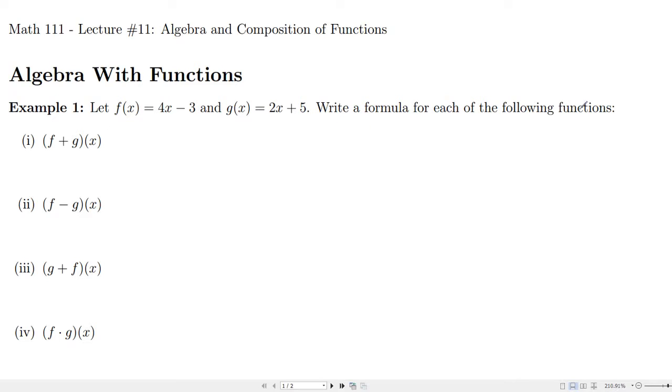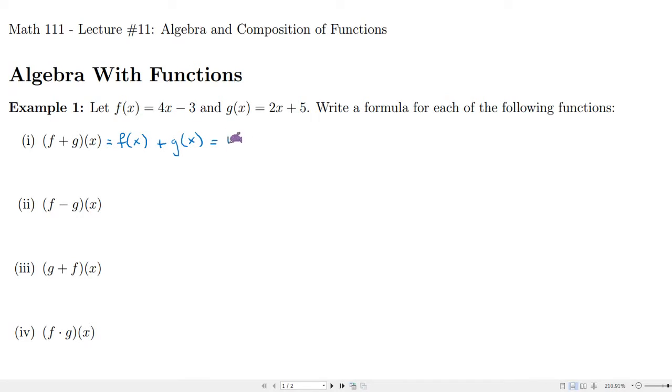So let's write a formula for each of the following functions. We're going to build these new functions using f and g. One way to do this is to add functions. The function is f plus g, and we'd evaluate that at x, but the translation of this is actually just to do the following. All you're going to do is take f of x and add it to g of x. So this is actually the definition of the sum of f and g. You would just add the two functions. So we will just do that.